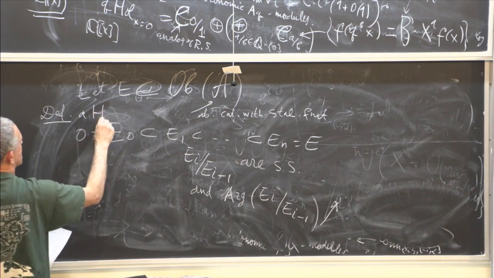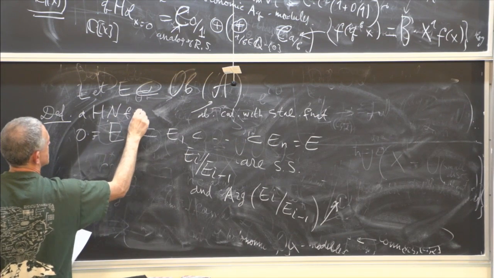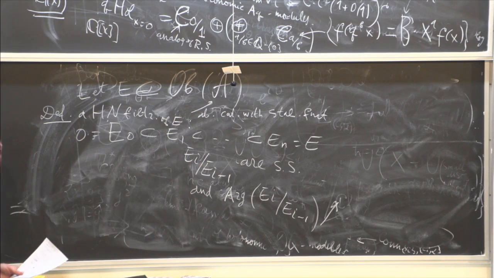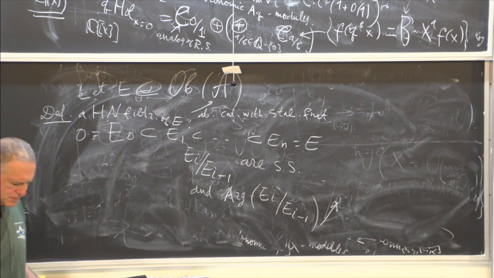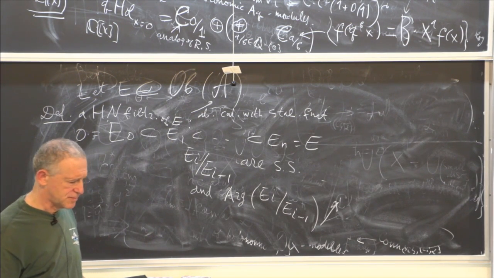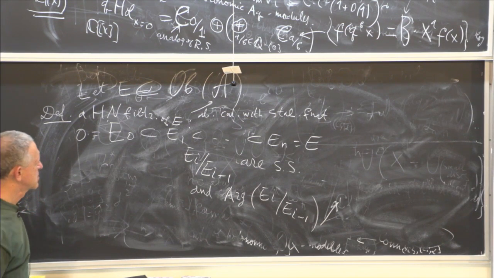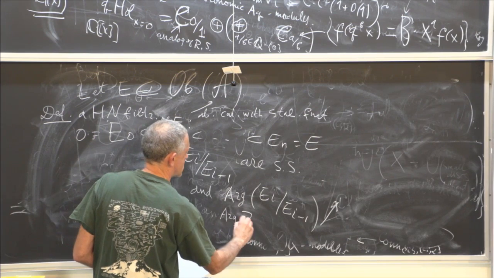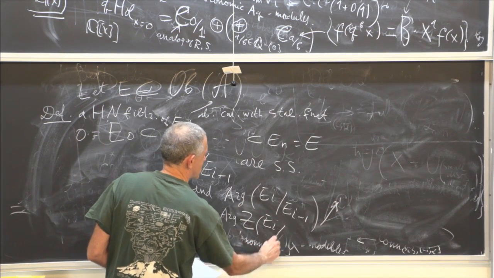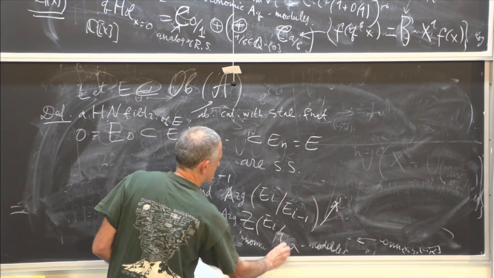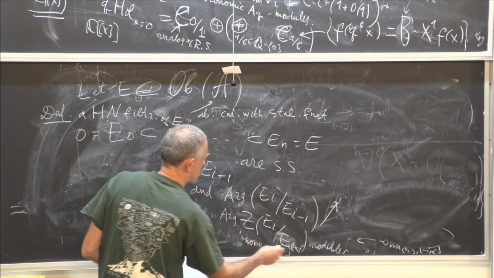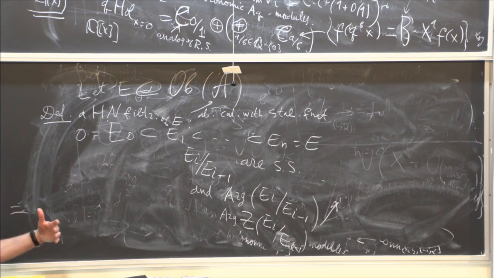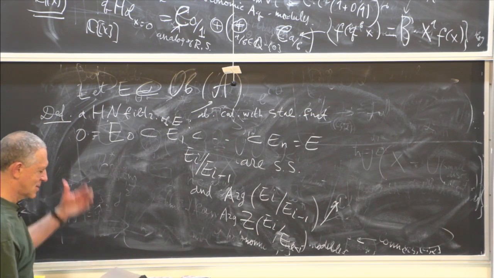So, anti-Harder-Narasimhan filtration of E. It's non-canonical. You wrote arg. That means the image of the stability function. It's the argument of the central charge applied to this semi-stable object. So every semi-stable object has its argument. And the sequence of arguments increases.